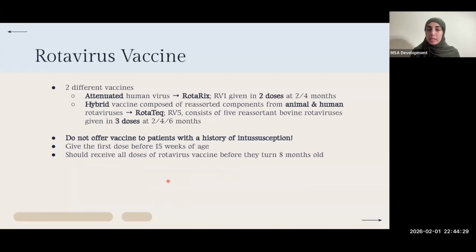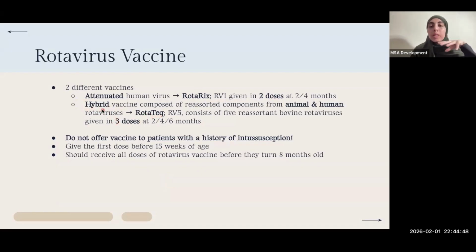And as we said, we have a vaccine. We actually have two different vaccines. One of them is a live attenuated vaccine, and the other is a hybrid vaccine. The attenuated vaccine is called Rotarix. This one is given in 2 doses. The hybrid vaccine is called Rotatec and is given in 3 doses.